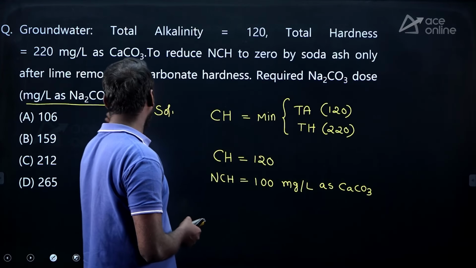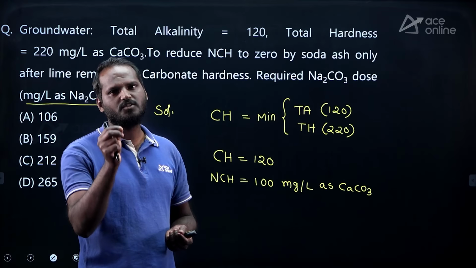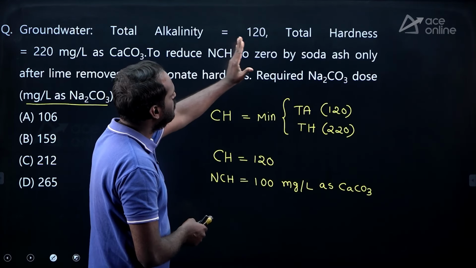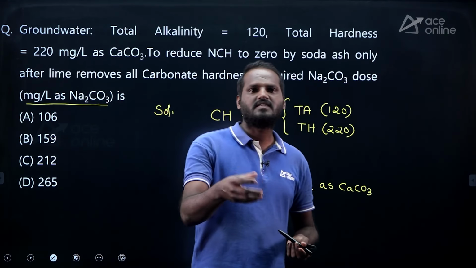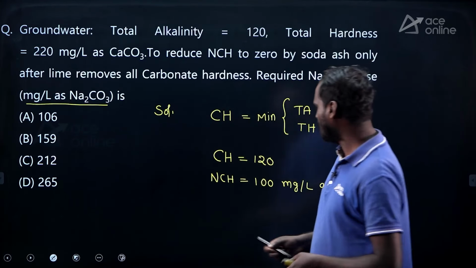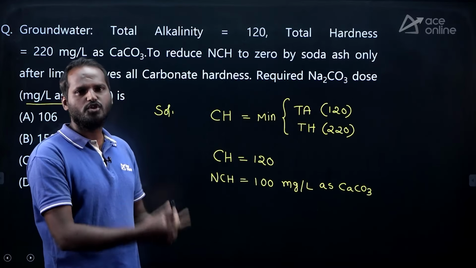That is what the formula of soda ash, right? This is what 100 milligram per liter is present in the given water, but you need to reduce that 100 to 0. How much soda ash is required? That is what the question here in terms of Na2CO3. I have 100 milligram per liter. I make this 100 to 0.